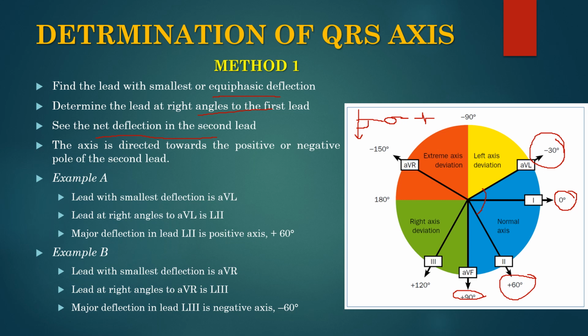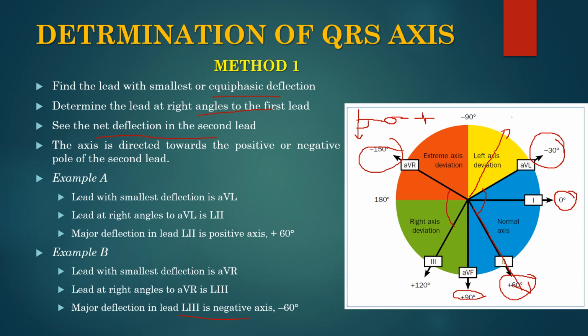If the deflection in lead 2 is positive, then the cardiac axis will be plus 60 degrees. Likewise, if the equiphasic wave is in aVR, the perpendicular lead to aVR is always lead 3. Then the deflection in lead 3 is negative. The negative pole of lead 3 is at minus 60 degrees. Then the axis will be minus 60 degrees, that is left axis deviation.